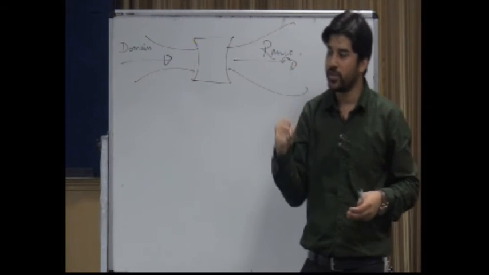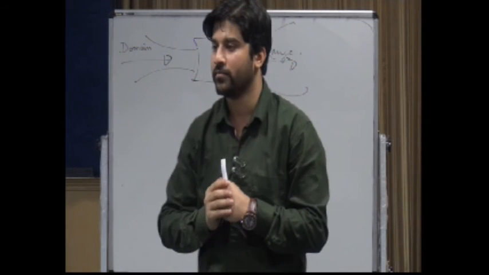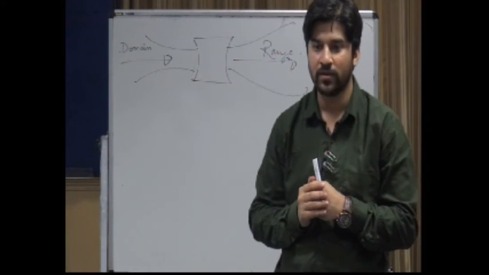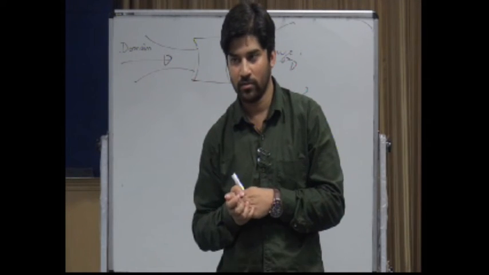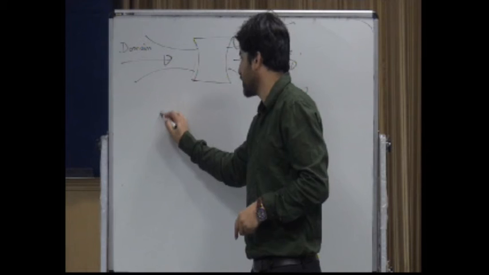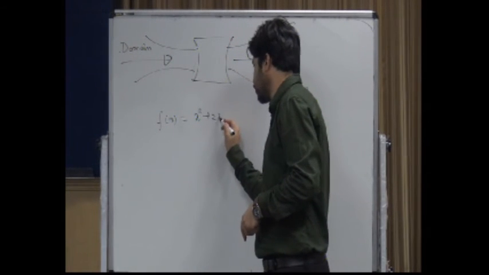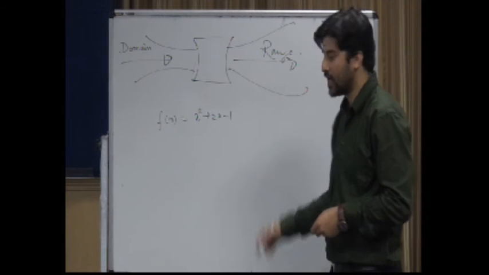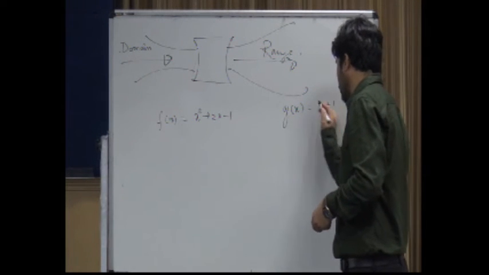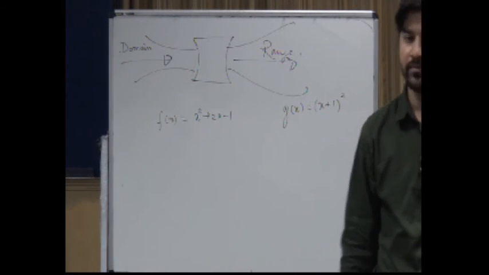Now my question is, when can I say my two functions are same? When range are equal. Domain and range both are equal. Okay, let's say f(x) is x square plus 2x plus 1 and g(x) is (x plus 1) whole square. Are these two functions same? Why?